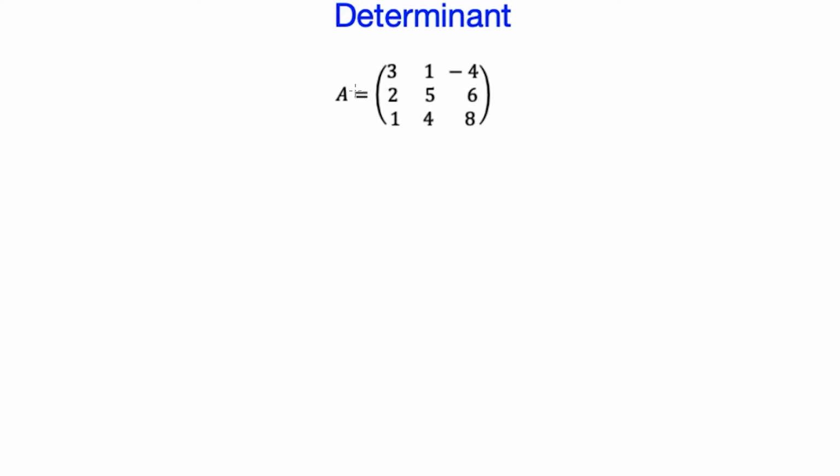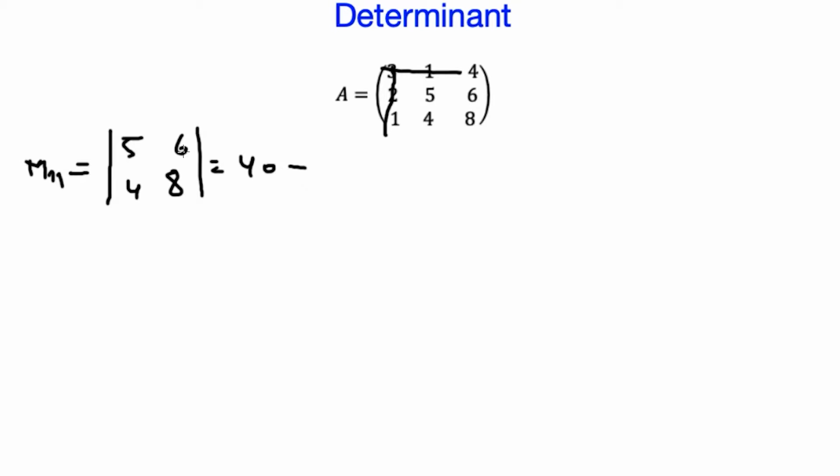Hello everyone, in this lecture we'll do a numerical example for getting the determinant of a matrix A. So for example, if we have this matrix A, we can get its determinant by first computing the minor and then the cofactor. We will start with the minor M11, which is the minor of this entry here, 3. We delete this row and this column, so M11 equals the determinant of this submatrix, 5, 4, 6, 8, which is 5 times 8 is 40, minus 6 times 4 is 24, which is 16.